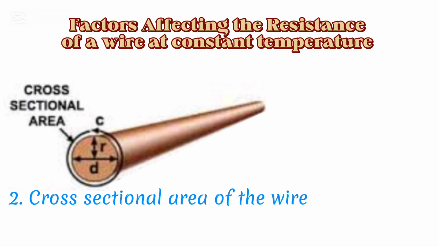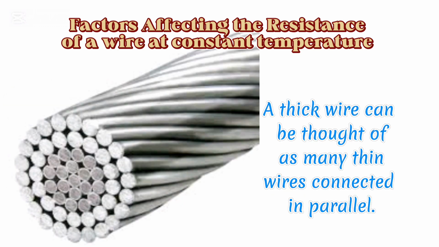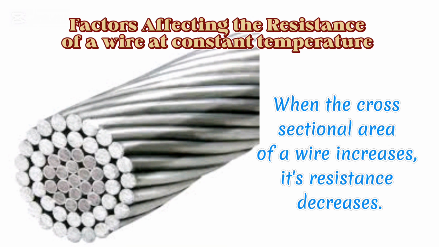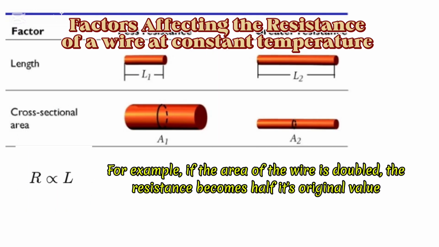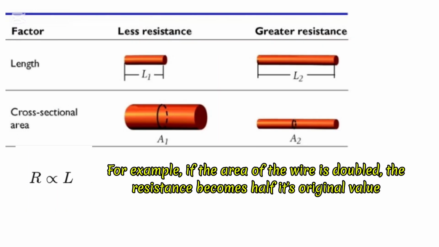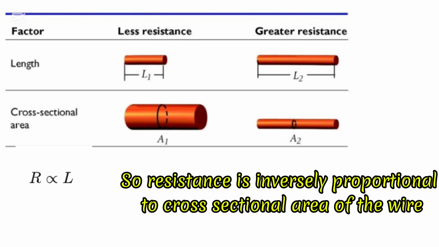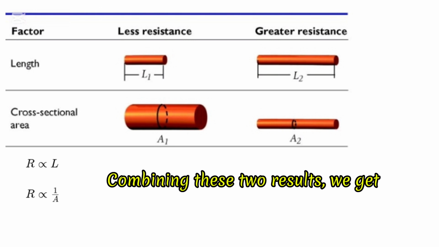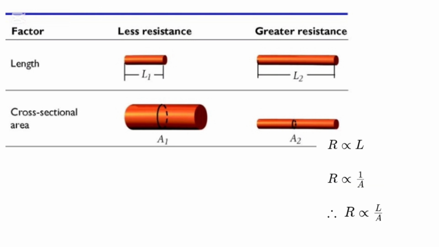Two, cross-sectional area of the wire. A thick wire can be thought of as many thin wires connected in parallel. When the cross-sectional area of a wire increases, its resistance decreases. For example, if the area of the wire is doubled, resistance becomes half its original value. So resistance is inversely proportional to the cross-sectional area of the wire. Combining these two results, we get R is directly proportional to L over A.